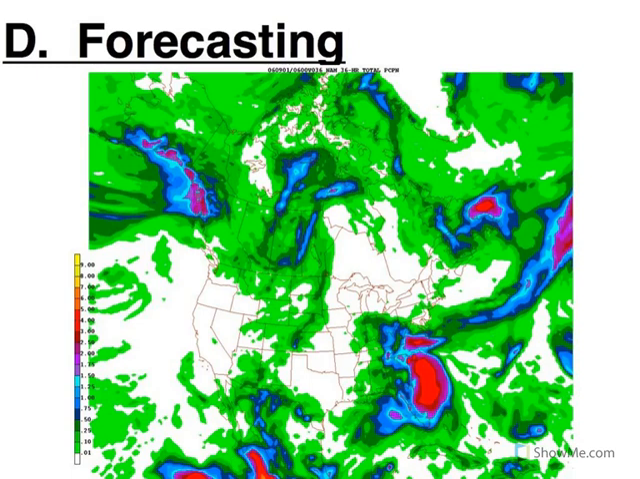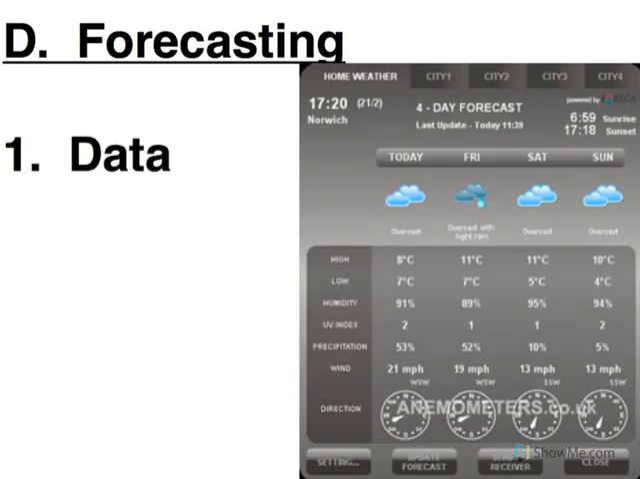Forecasting. So what does your local weatherman or the National Weather Service do to determine a forecast? Well, there are several steps involved. The first and most important step is collecting data.